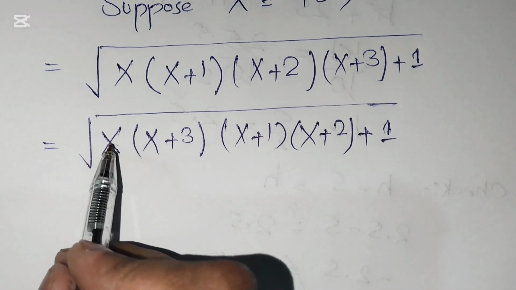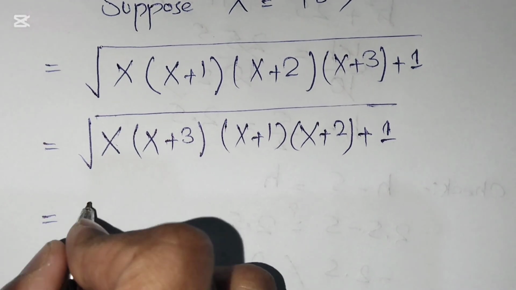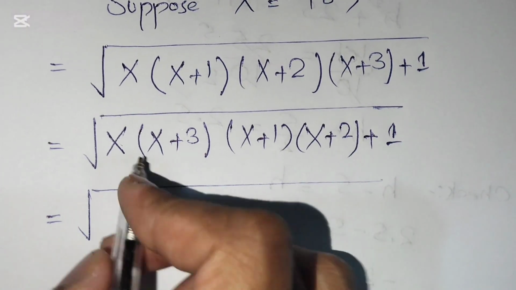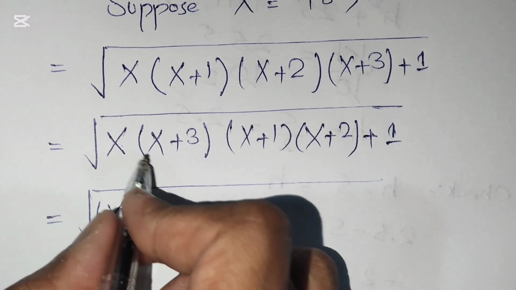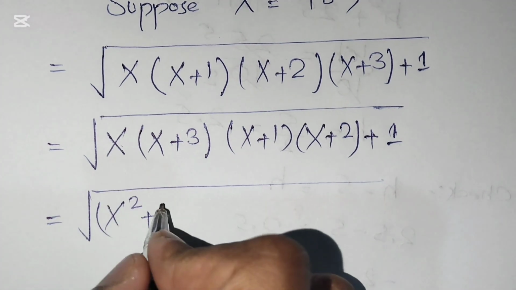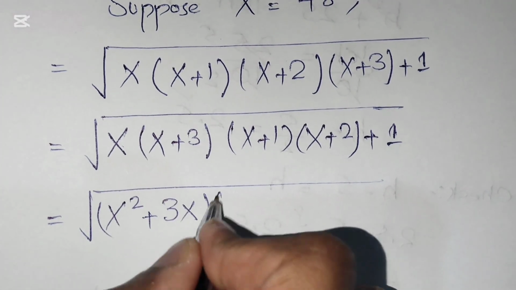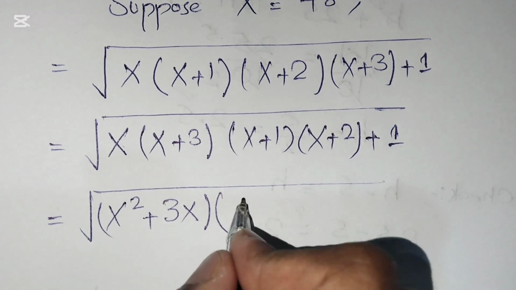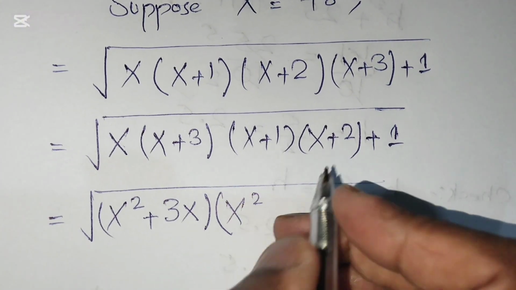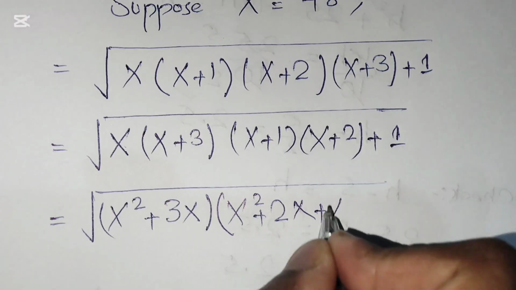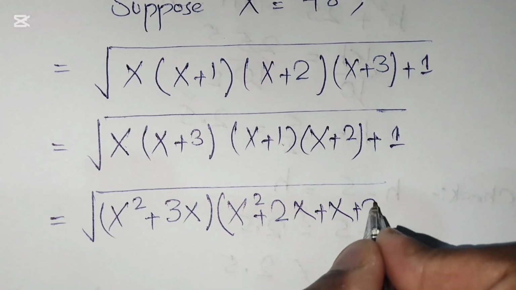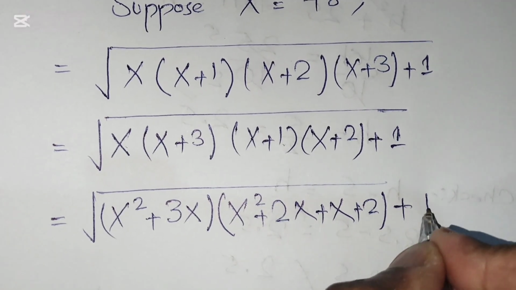Now we will multiply this. It will be x into x is x square, plus x into 3 is 3x. This is x into x, x square. x into 2 is 2x. 1 into x is x and 1 into 2 is 2, plus 1.